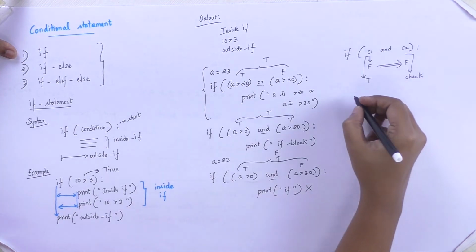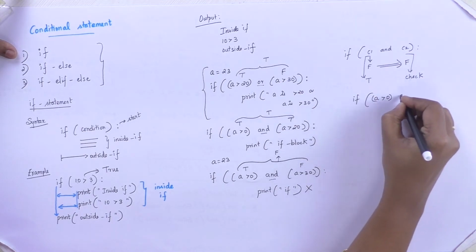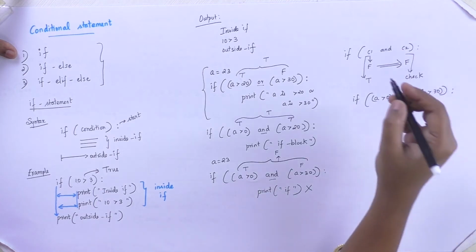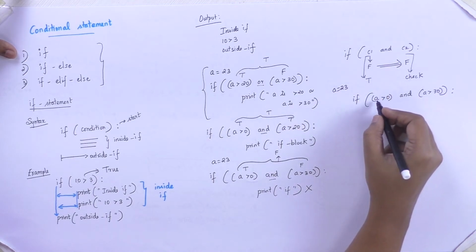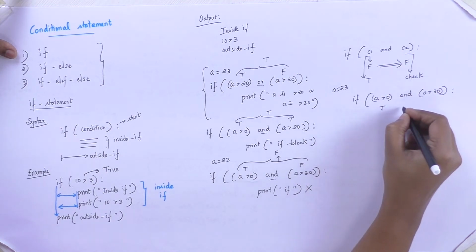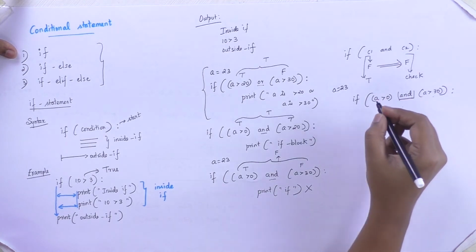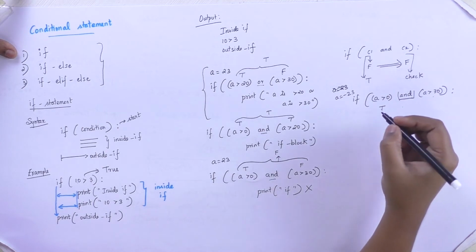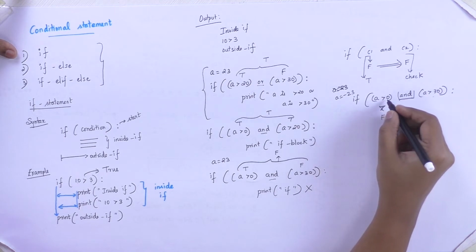For example, if a is greater than 0 and a is greater than 30, consider this is the case, and initially a value is 23. The same case. First, 23 is greater than 0. Yes, it is true. Only if this is true, it will go and check the remaining condition, because the logical connector is AND. Suppose I am having a value as minus 23. Minus 23 greater than 0 is false.